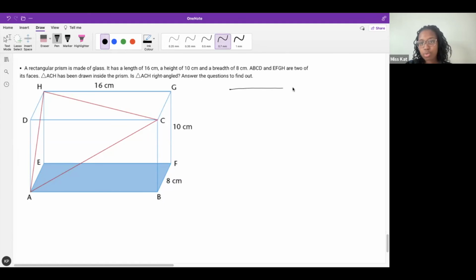Let me draw the way it looks in the shape. It's like this. ACD, the one in front, has been drawn inside the prism, is triangle ACH, right angle. So ACH. We want to know if this angle inside over here is 90 degrees. So I'm challenging you guys. We're going to do this for homework.